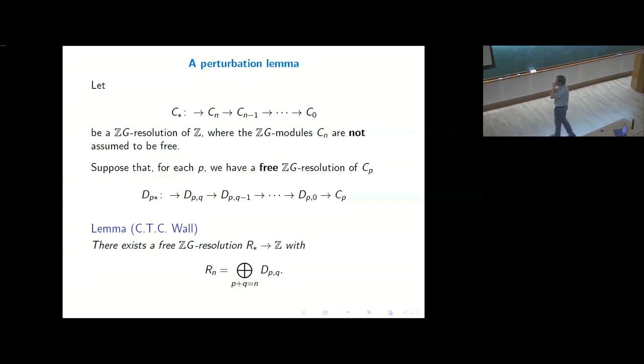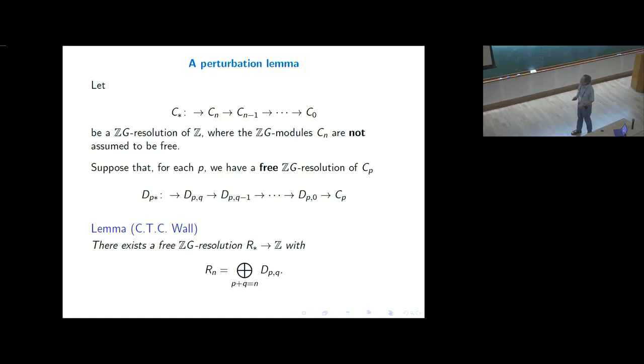Then there's a very old result of C.T.C. Wall, not stated in this generality. He was looking at extensions or even central extensions of groups, but the technique goes through in this generality. You can actually build a free ZG resolution from all of these resolutions, these are free, that's non-free, in which the nth term is just a direct sum of the D_{pq} with p plus q equal to n.